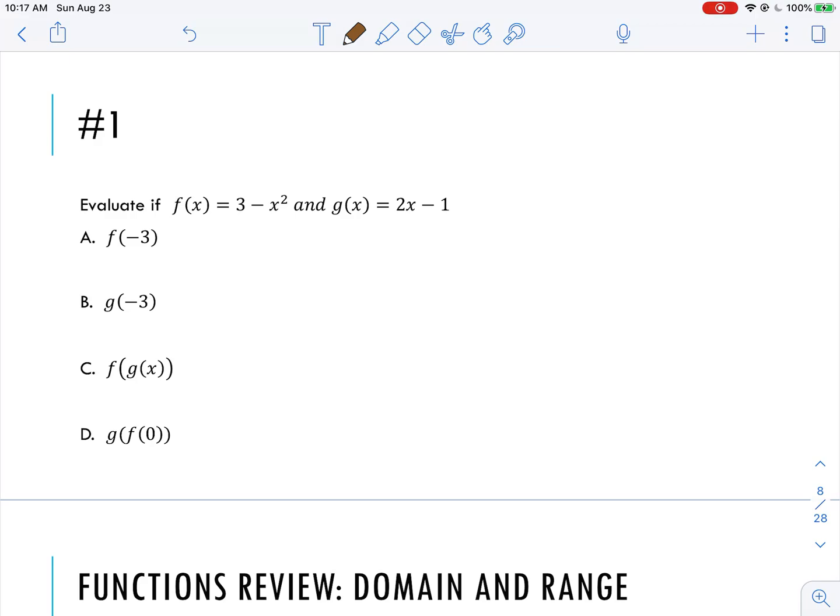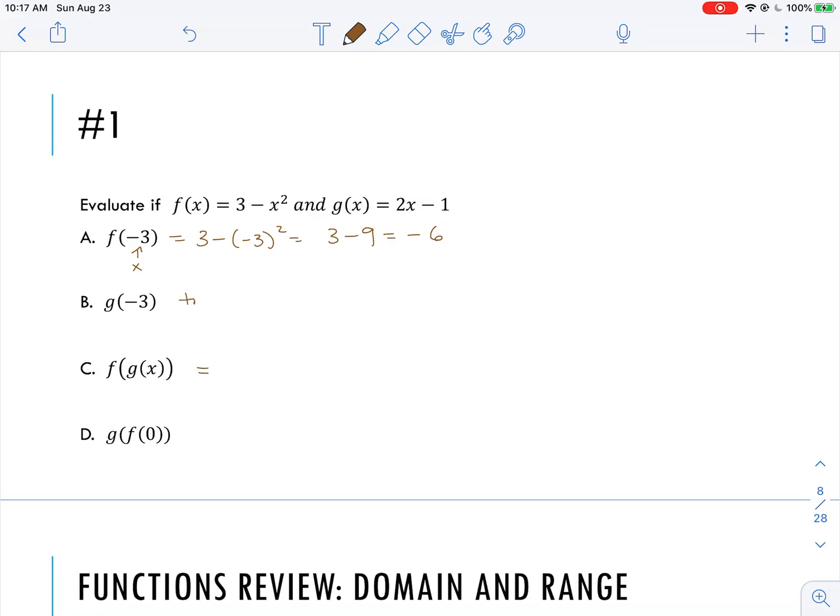So if you want to evaluate functions that are in function notation, so f of -3, this is just telling you that the x value is -3, so you're just going to substitute in -3. So this would be 3 minus -3 squared, which would be 3 minus 9, because -3 times -3 is 9, and 3 minus 9 is -6.